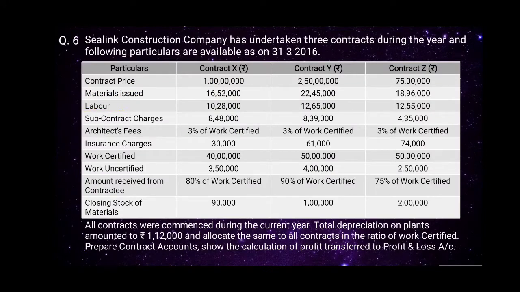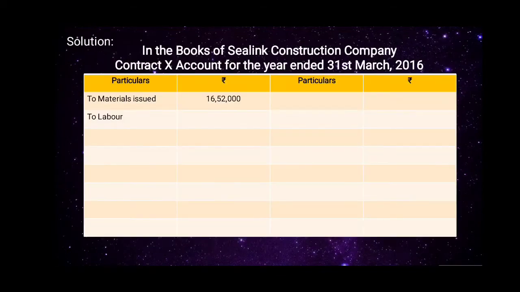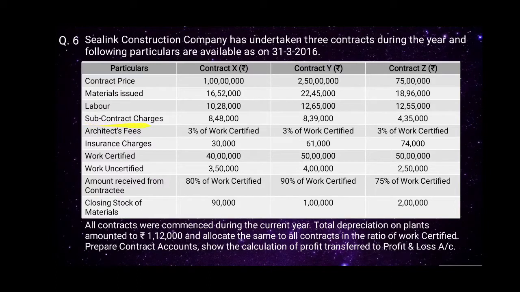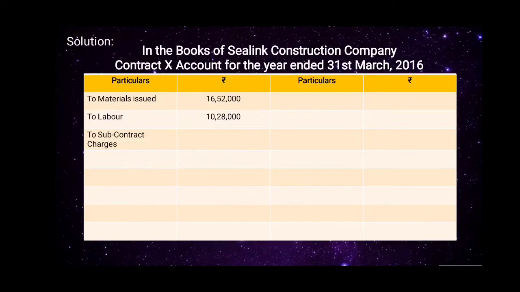Next, labor. For contract X, amount is given as 10,28,000. So we'll record it to labor. Amount is 10,28,000. Next is subcontract charges. For contract X, amount is given as 8,48,000. So we'll record it to subcontract charges. Amount is 8,48,000.